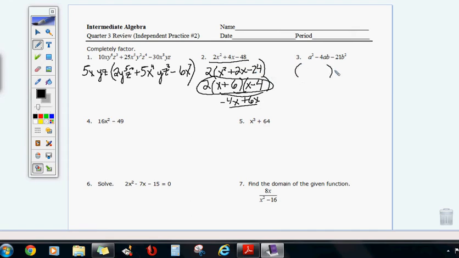Okay, number 3, same thing, but I'm going quicker because there's no GCF here. I just have the a squared. So I know I'm going to have an a and an a. This minus right here tells me there's going to be a plus and there's going to be a minus. And then factors of 21 are 3 and 7. And I want to look ahead and see that I want to get a negative 4b. So I'm going to put a negative 7b here and then the positive 3b over here.